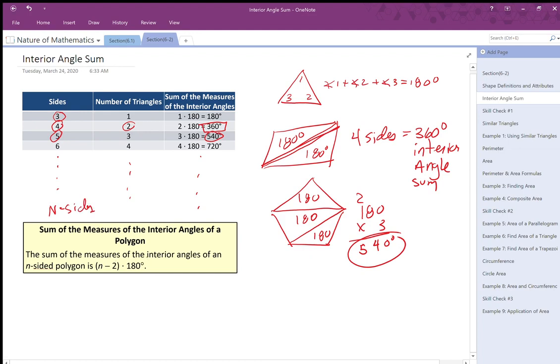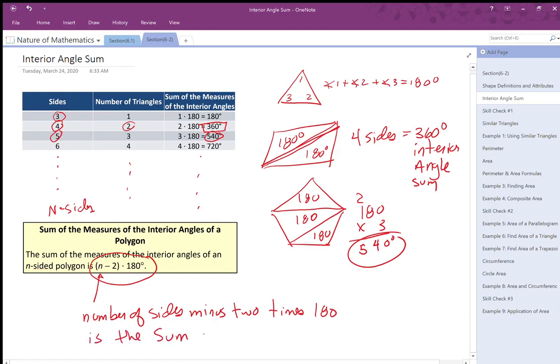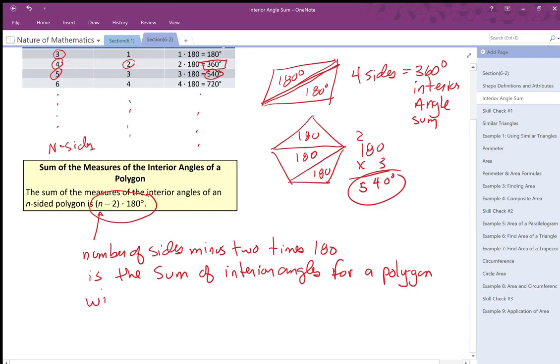And that gives us our formula. The number of sides n, number of sides minus 2, times 180, is the sum of interior angles for a polygon with n sides.